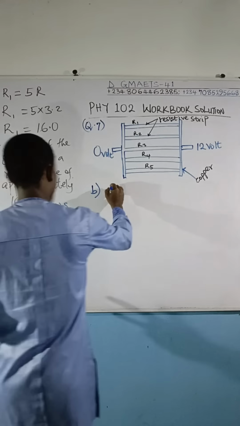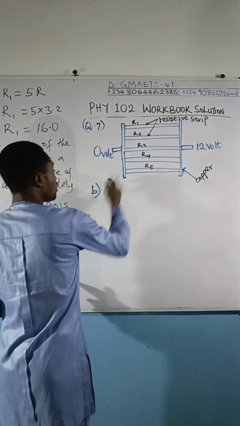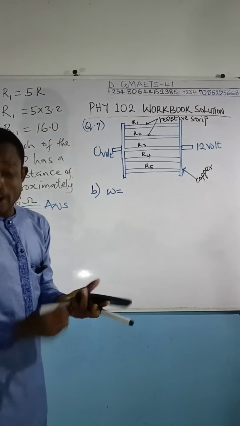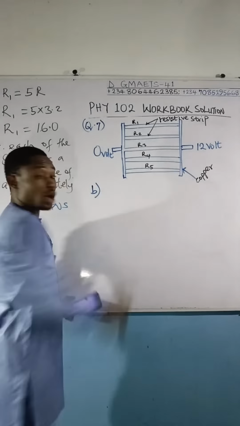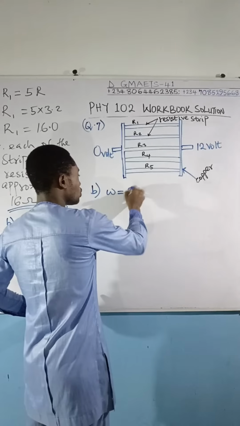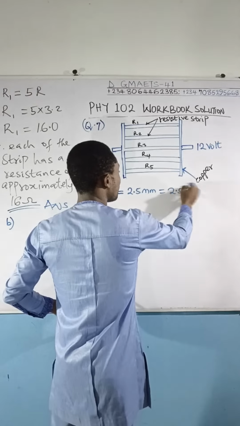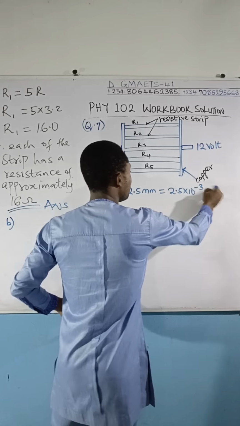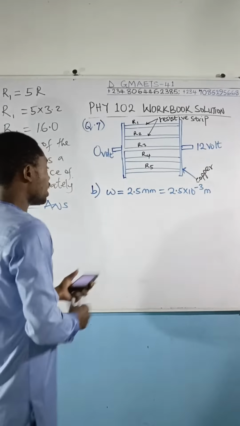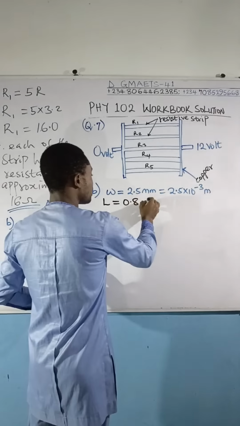So here I'm going to write that ρ, resistivity. Let me declare the data. The width is the same as breadth, because we talk about wide. So the width is equal to 2.5 millimeter. Convert this, you get 2.5 times 10 to the power of minus 3 meter. Then we're given the length. The length is equal to 0.8 meter.